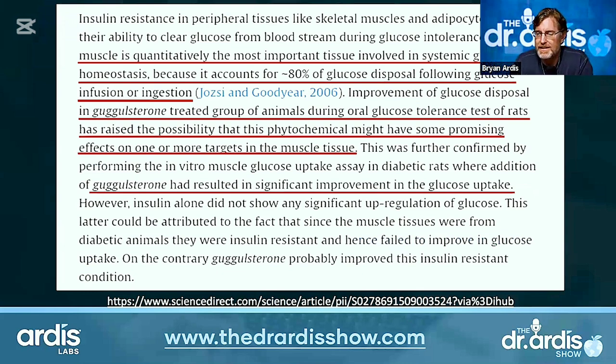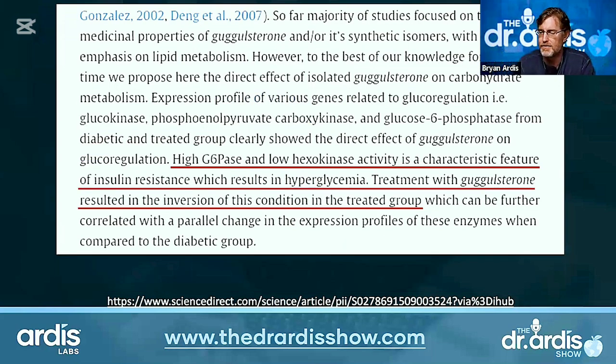Skeletal muscle is quantitatively the most important tissue involved in dissolving and burning up blood sugar. It accounts for 80% of blood sugar disposal following glucose infusion or ingestion. When you eat sugar, your skeletal muscle is supposed to burn up 80% of the blood sugar. Guggulsterone-treated group of animals during oral glucose tolerance testing blood sugar results in rats raised the possibility that this plant might have some promising effects on one or more targets in muscle tissue. Guggulsterones had resulted in a significant improvement in glucose uptake, burning blood sugar in your skeletal muscles.